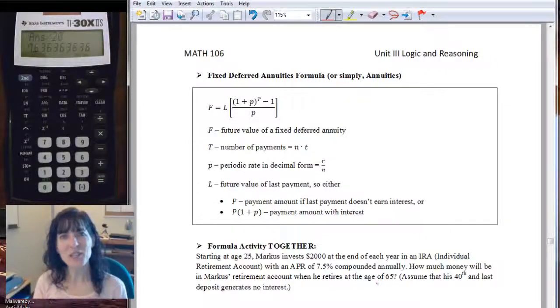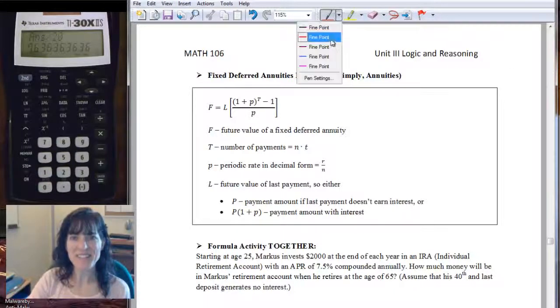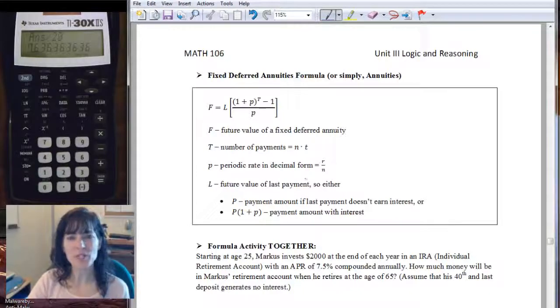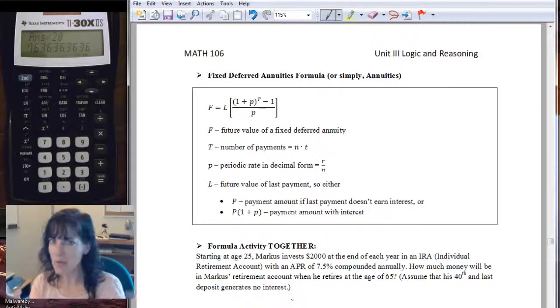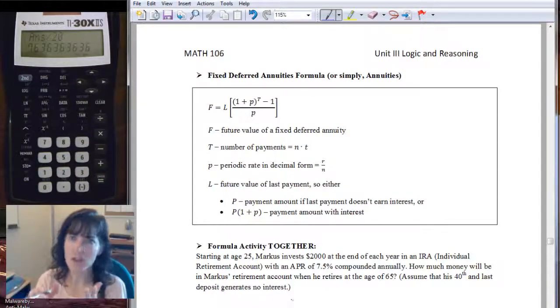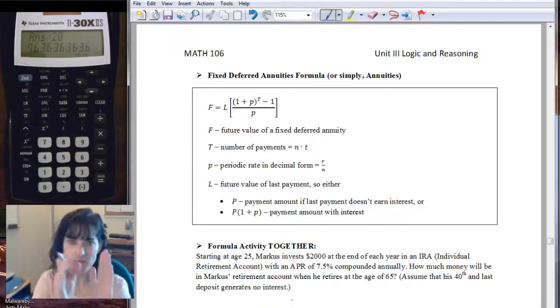Fixed deferred annuities, and we have a formula for it, but we often just call it annuities. So I want to talk to you some about this. We use annuities anytime that we are making a regular fixed deposit over time. Regular means the same day basically every month, and fixed means it's $50 every month. We're not switching to 50 one month, 100 the next, 250 the next, back to 50. It's going to be 50, 50, 50, 50. Okay, so that's our fixed part of it.